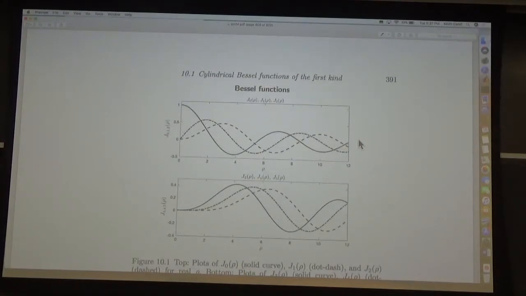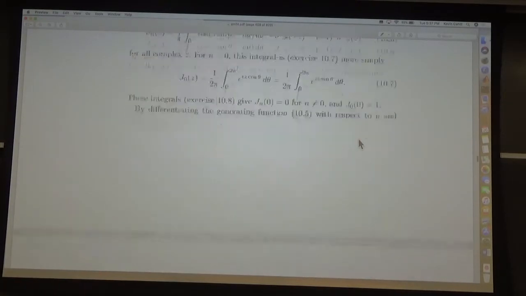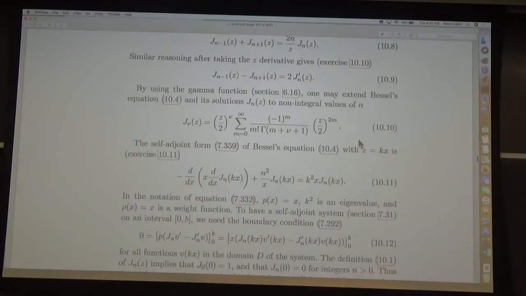These are the first, I guess, 5 Bessel functions. And you see that they're all 0 at 0 except for J0, which is 1 when rho equals 0. And there are these various identities that we went through last time.